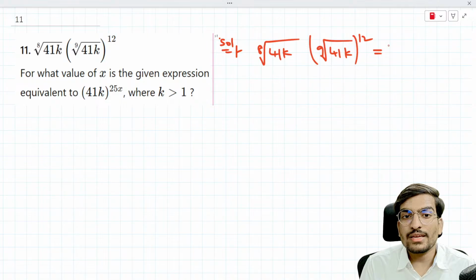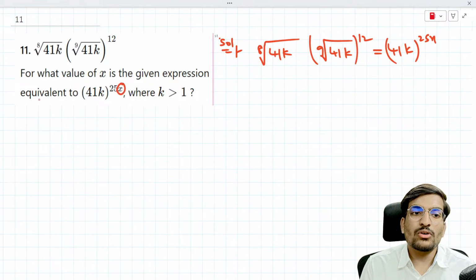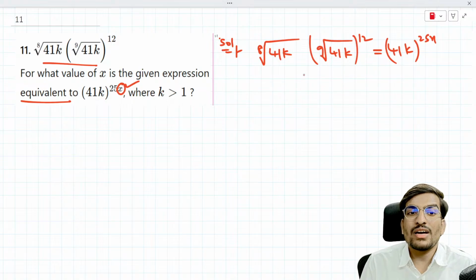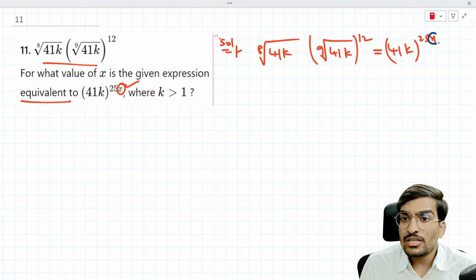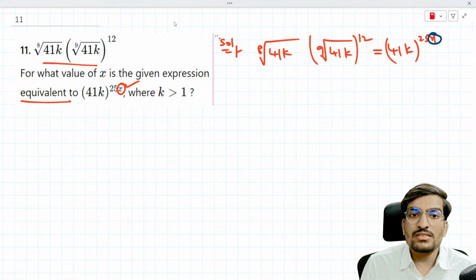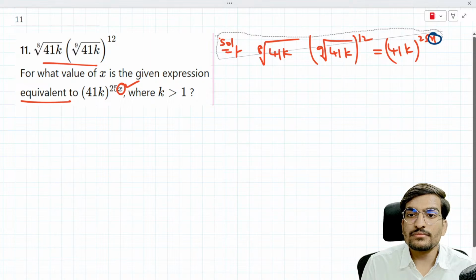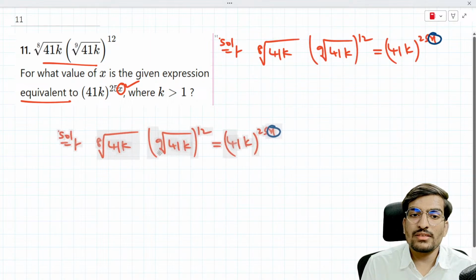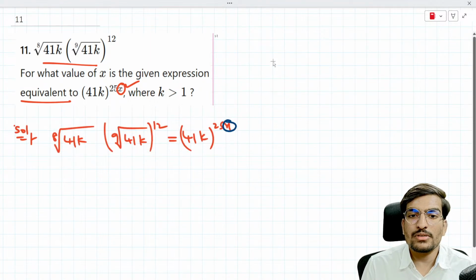The expression is equivalent to 41k whole raised to the power of 25x. So they are asking us to find the value of x. The x value is in the exponent. When something is in the exponent, we have to apply only one thing: when bases are equal, equate powers.